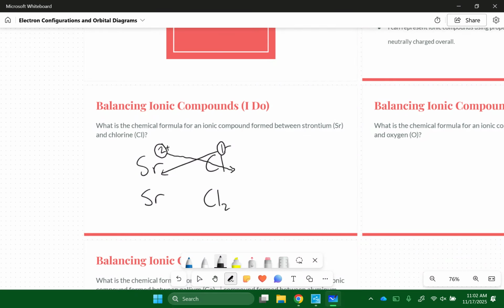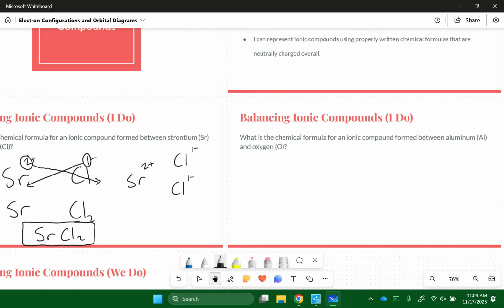So as a result, my compound is going to be SrCl2. And this is my answer. Okay? And if I were to double check this, strontium has a 2+ charge. Chlorine has a 1- charge, but I've got 2 of them now. And so now I have 2 minuses here and 2 pluses here. And so we're balanced. Okay? Let's look at another example.